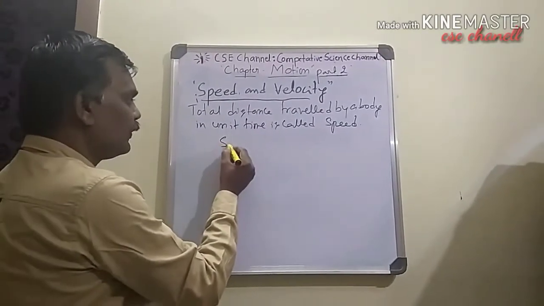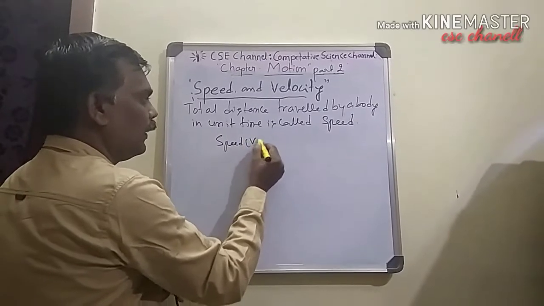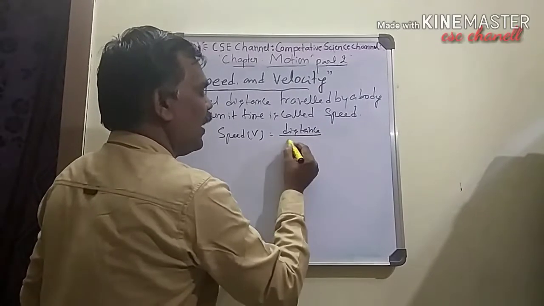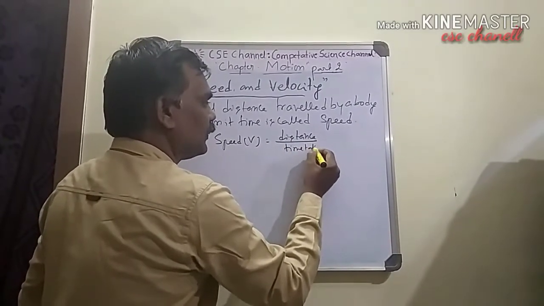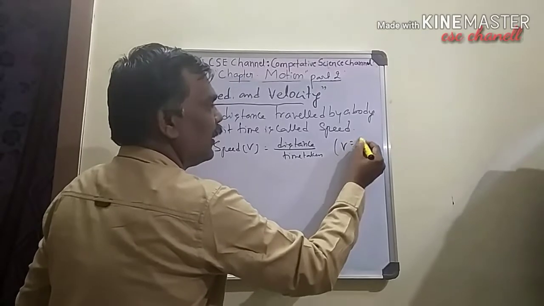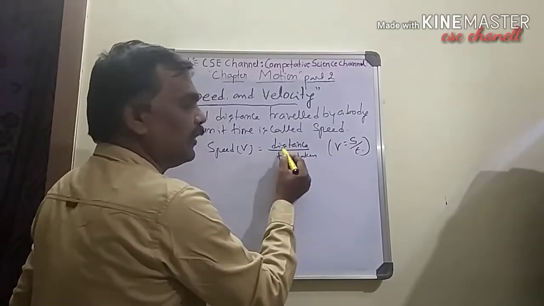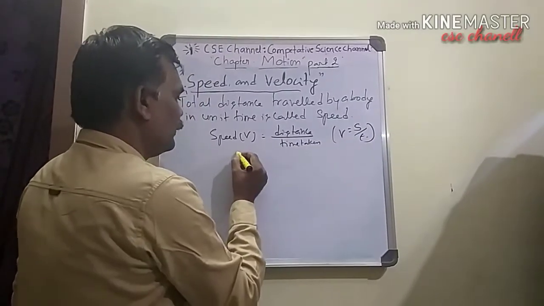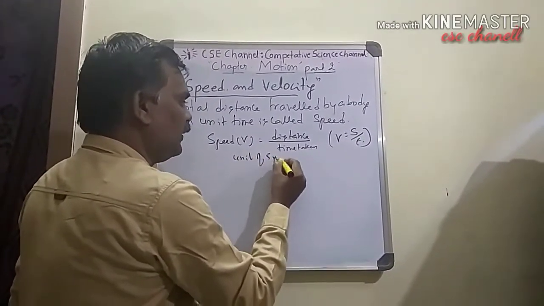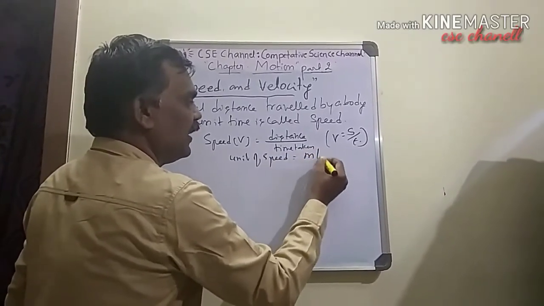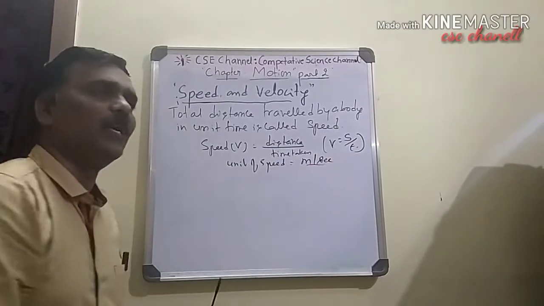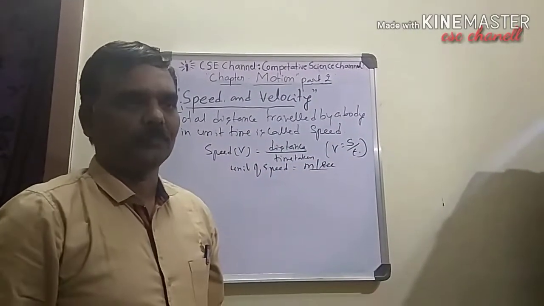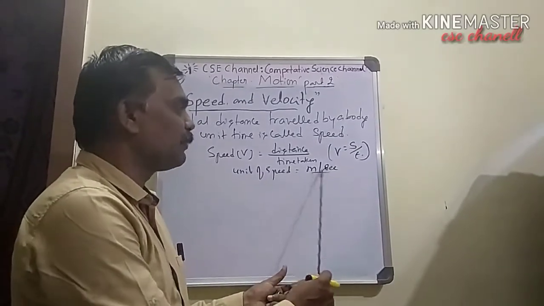Coming to the formula, speed is equal to distance travelled divided by time taken. So the formula becomes S by T, where the distance symbol is S, the time taken symbol is T, and the unit of speed is meter per second. The SI unit is meter per second, but sometimes on a larger scale we use kilometer per hour, but the SI unit is meter per second.